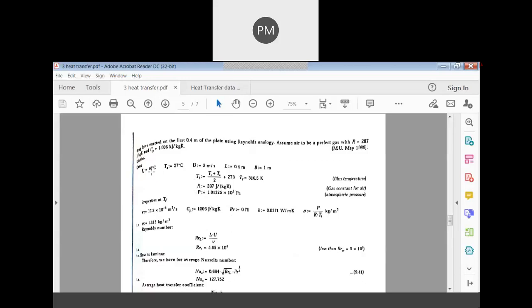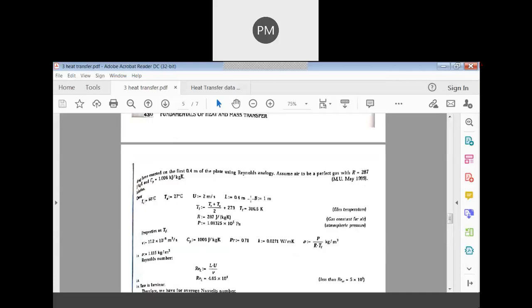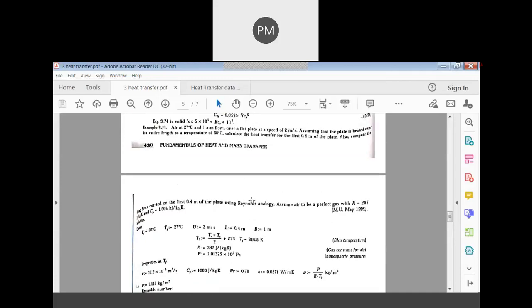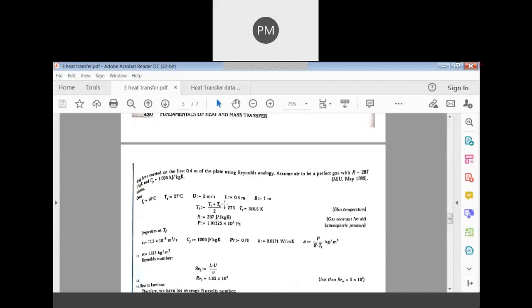Okay. And also the data has been mentioned here. They have given velocity to be 2 meters per second, length is 0.4. Okay, in this problem, one more thing very important, width of the flat plate they have not mentioned. Whenever they have not mentioned, you can take width of the plate to be 1 meter. This you should know. Whenever they have not given width, you can take width to be 1 meter.